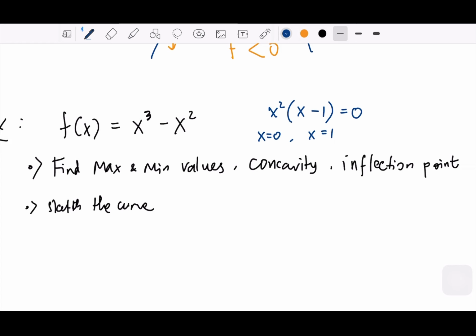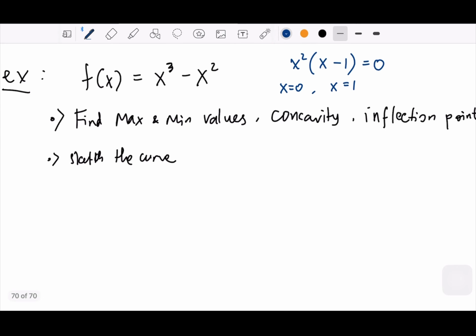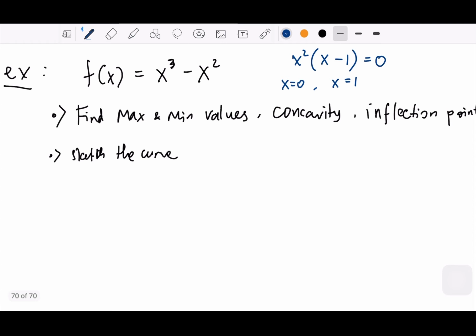And then the second part, we can try to find the max and min values. So perhaps we can just take the first derivative. Because it's just a simple polynomial, we can just differentiate. And then maybe we can take the second derivative to help us look at the function more clearly.